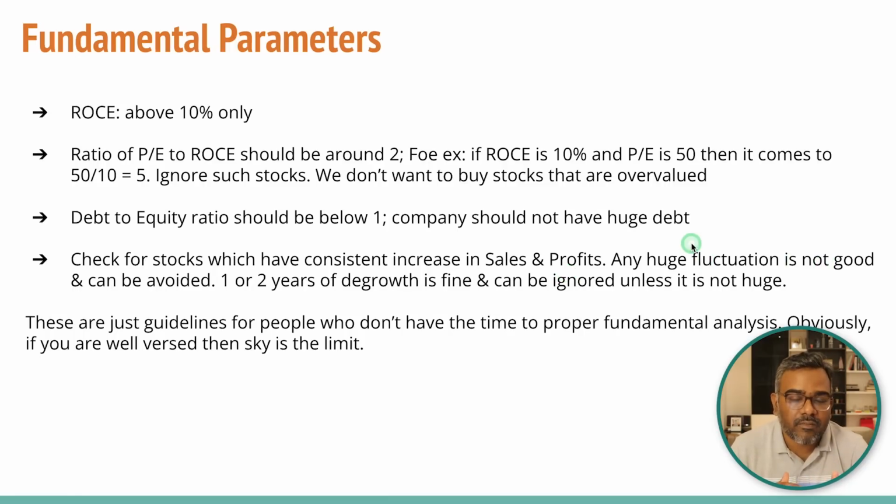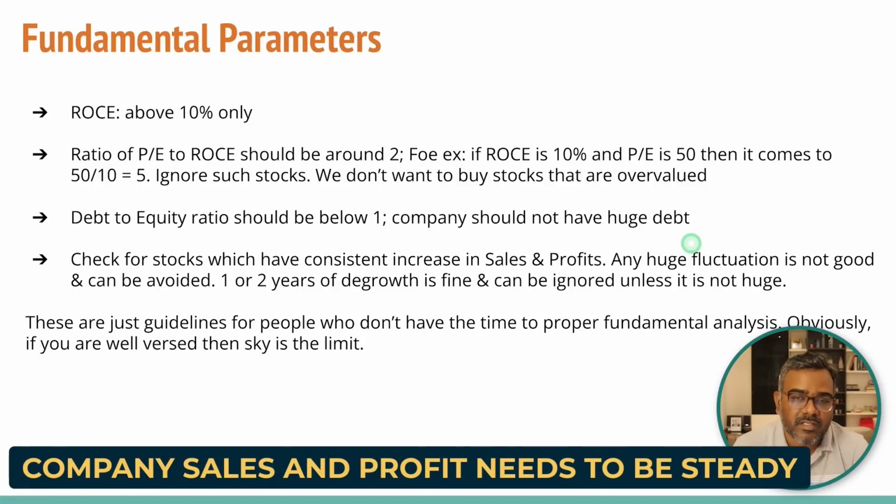A huge fluctuation is not good and can be avoided. So if you see sales going from 100 crores to 50 crores, then again 150 crores, and again back to 100 crores, that's not the kind of company that we're looking at. We're looking at companies which can grow sales from 100 to 120 to 140, 150, 160, like that, right? It has to be steadily going up and not down. Some exceptions, like 1 year exceptions, like COVID exceptions, are totally fine. You can ignore a dip during COVID times. Otherwise, the company's sales need to be steady and profit needs to be steady.